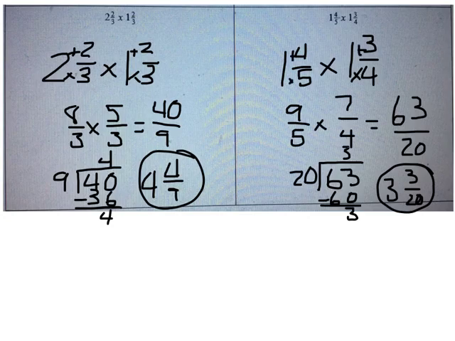The correct answer is 3 3/20. 1 4/5 is equal to 9/5. 1 3/4 is equal to 7/4. When I multiply, I get 63 over 20. When I divide, 20 goes into 63 3 times with 3 left over. So the correct answer is 3 3/20.